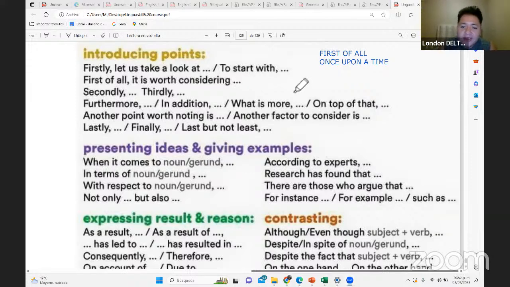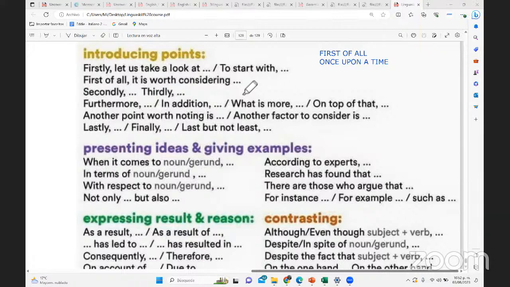Okay, please, Daniela, what is the next one? Can you help me read it? To start with. Ajá. The next one? First of all, considering. Ajá, good.